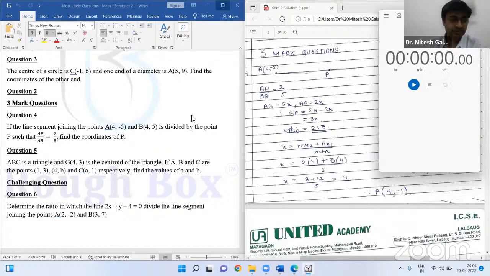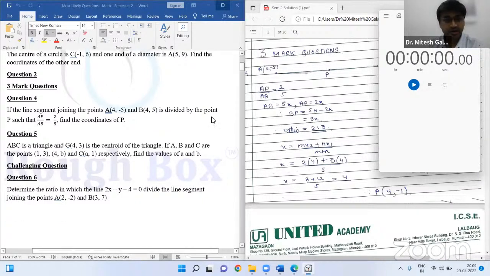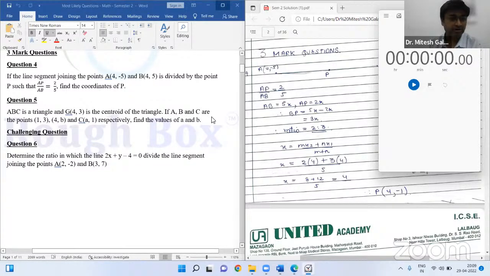Excuse me, sir, will these tests be enough for us to get full marks? 100%. Come on, question number 5. Go for it. They say that centroid. So you're using the centroid formula here.